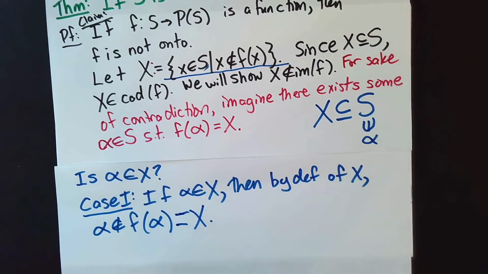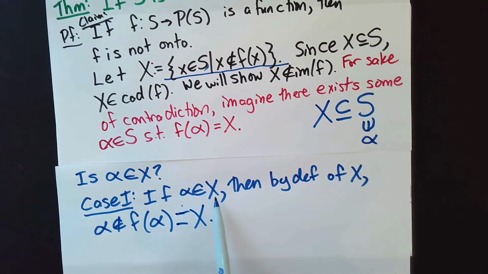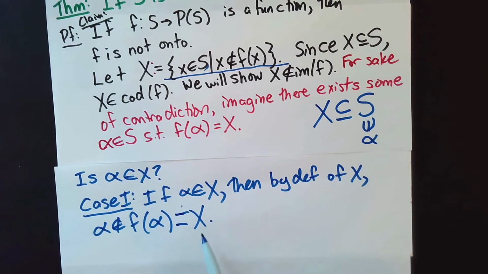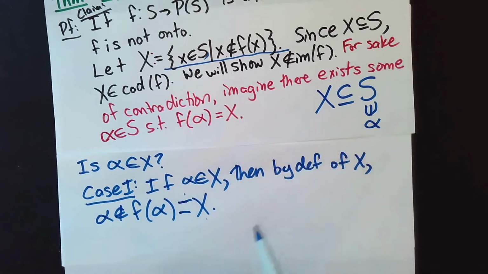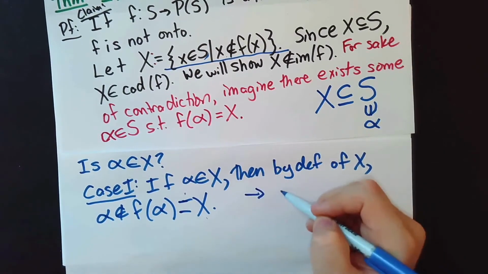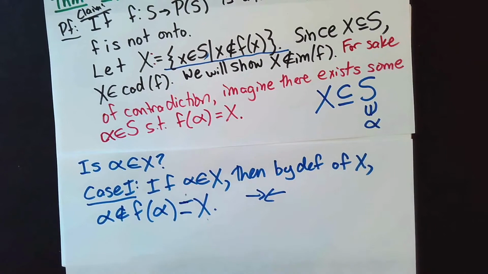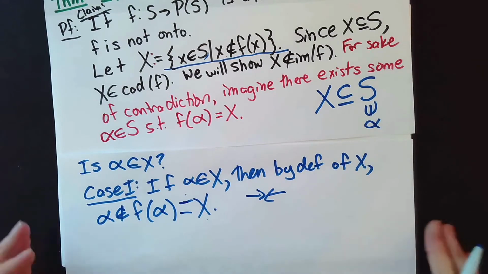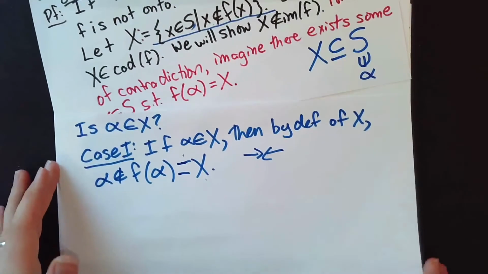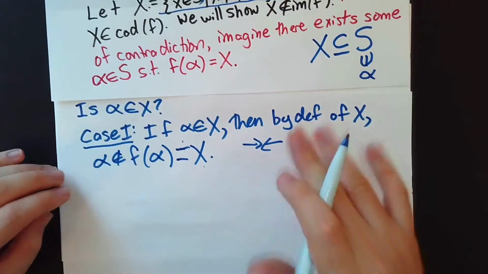So, Cliff Notes version, if alpha is in X, what we've just shown is that, by definition, alpha is not in X. So that's definitely a contradiction. If alpha is simultaneously in X and not in X, that's bad. So then it must be the case that actually alpha's not in X.